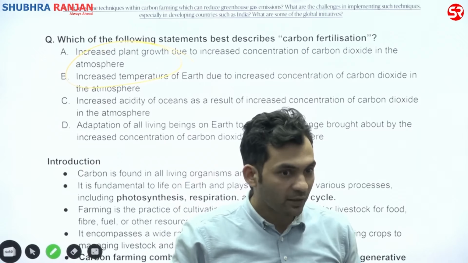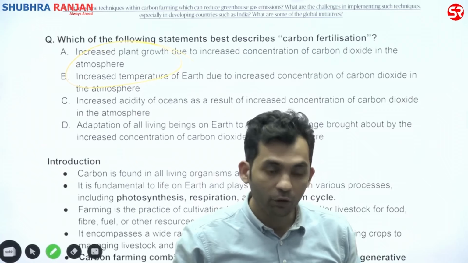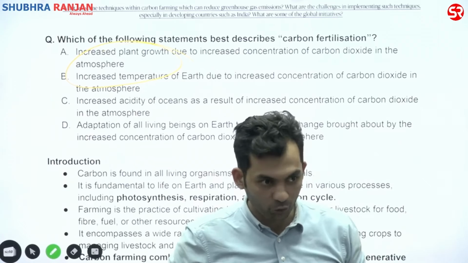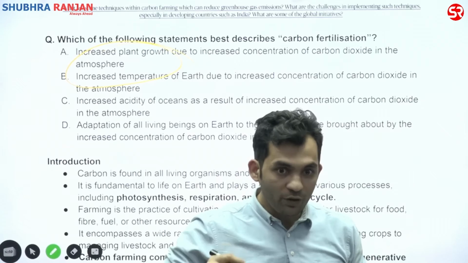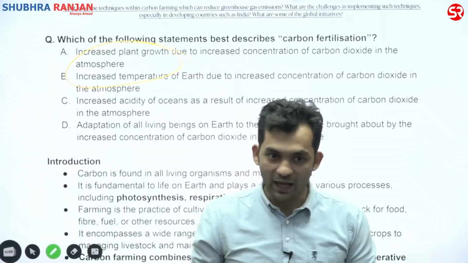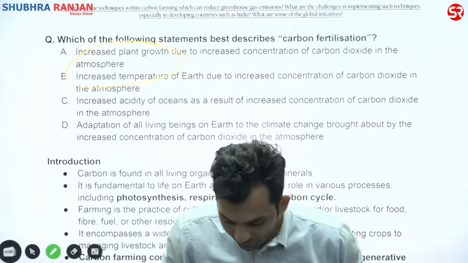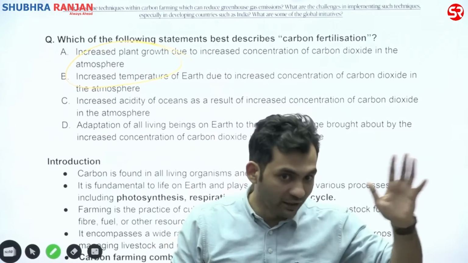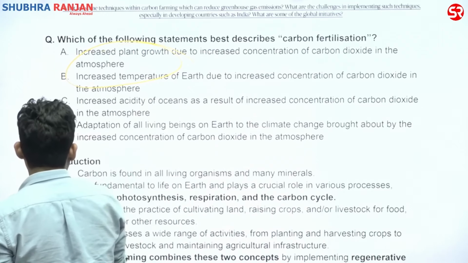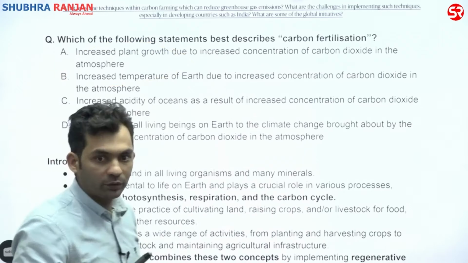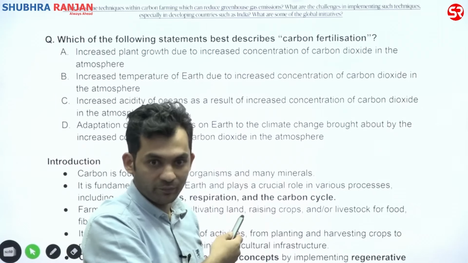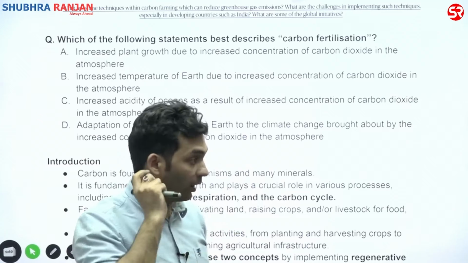A plant takes carbon dioxide for its growth, for photosynthesis, and releases oxygen and water. Because greenhouse gas emission is happening, the carbon dioxide concentration is increasing in the environment. Because of that, there is a premature growth kind of situation that is being called carbon fertilization. That's not a good thing.